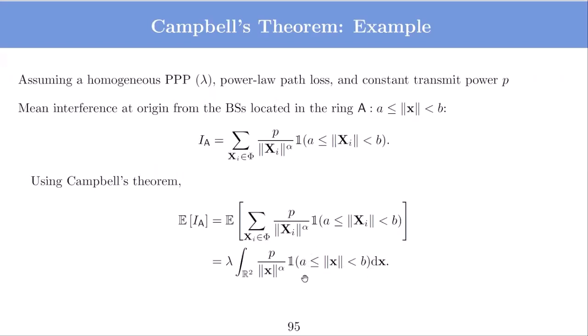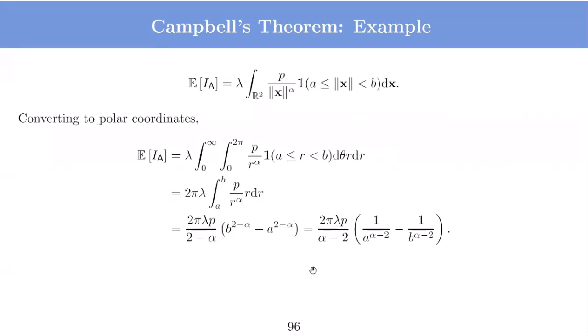Now this has an indicator from A to B, so I will convert it to polar coordinates first. Once you convert to polar coordinates, norm x becomes r. This indicator becomes A to B on r, and dx becomes r dr d theta. And then you have a two-dimensional integration. This is independent of theta, so this will be just 2 pi lambda. And then you have P over r to power alpha, times r dr, and the indicator means the integration is from 0 to infinity, but r can only be between A and B, otherwise this will be 0. So this is eventually integration from A to B. I can compute this further, and what I get is this expression.